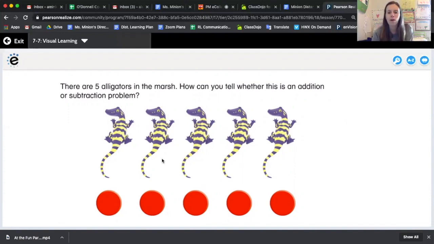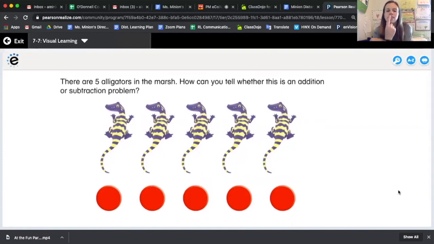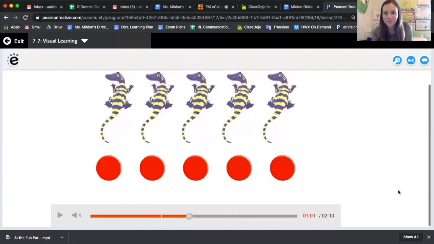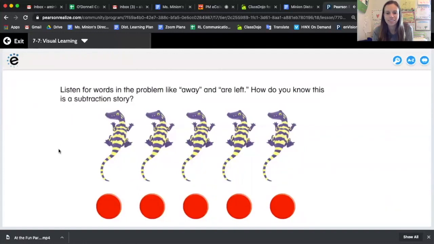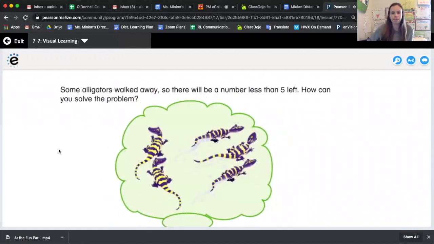So in this problem, are we getting more alligators or are some alligators going to get taken away? Think about it. Remember, the alligators were walking and swimming away. What do you think, addition or subtraction? How do you know? You can say, I know because. Don't be afraid to tell the computer. That's how your brain gets ready. Listen for the words in the problem like away and are left. How do you know this is a subtraction story? Some alligators walked away, so there will be a number less than 5 left.